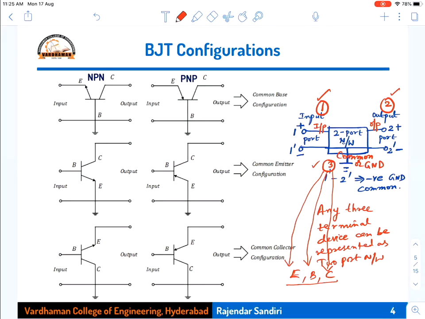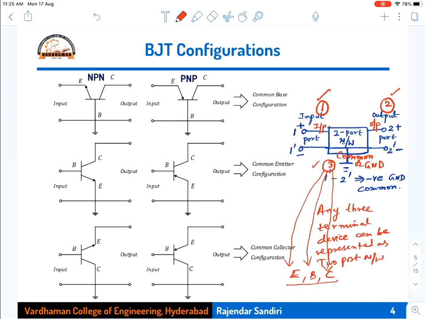So like that, there are three BJT configurations, whether that is NPN or PNP, whatever it may be. In both NPN and PNP transistors, you have base, emitter, collector. But the only thing is that the behavior of the transistor is different. The flow of current is in opposite directions, but everything else is the same. So NPN or PNP, both have three terminals. Both can be represented as two-port networks, assuming one of their terminals to be grounded. So how many configurations do you get by choosing one of the terminals as common or ground?